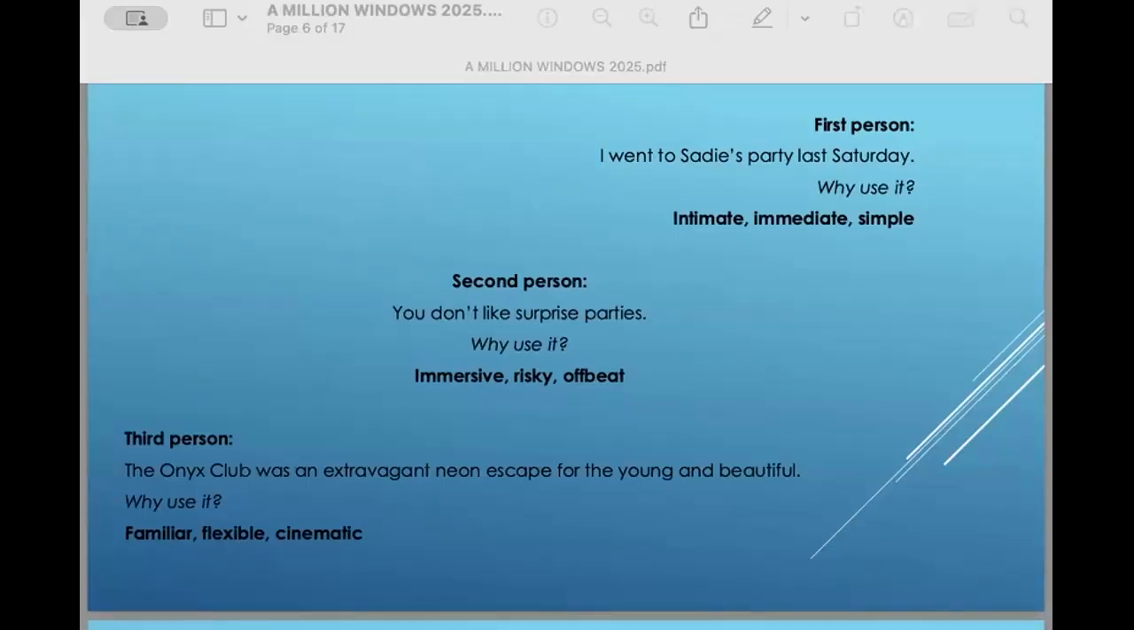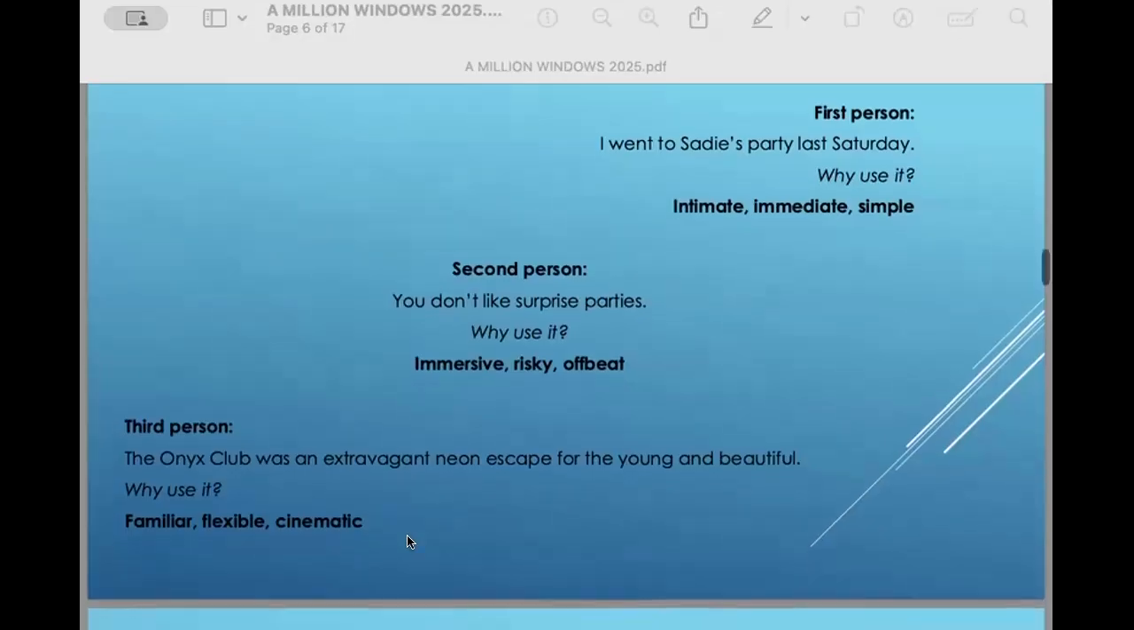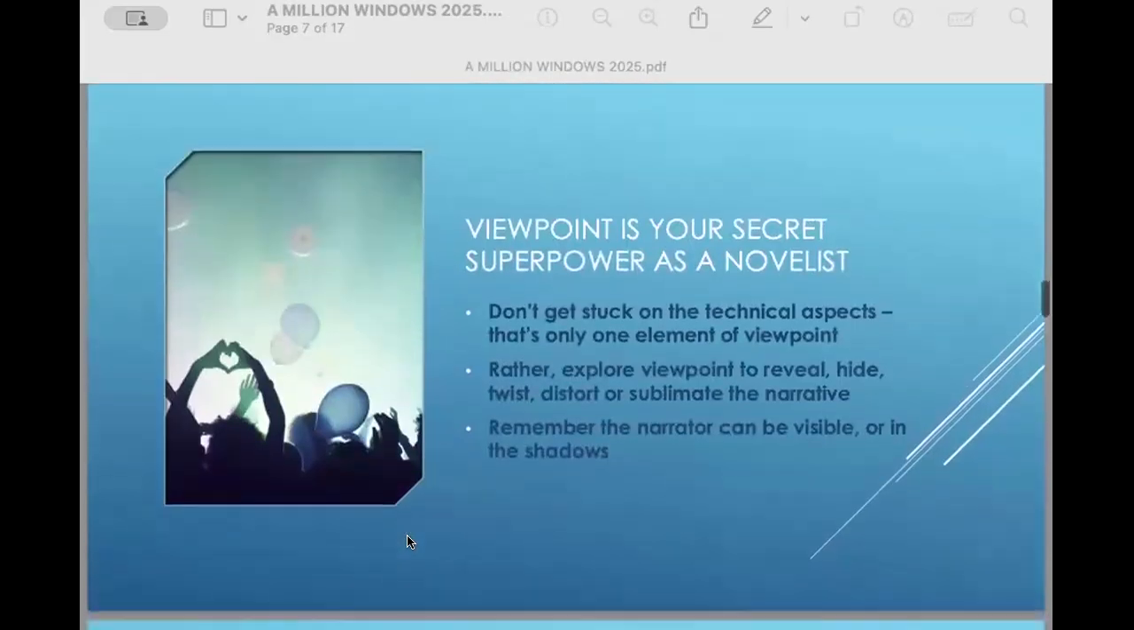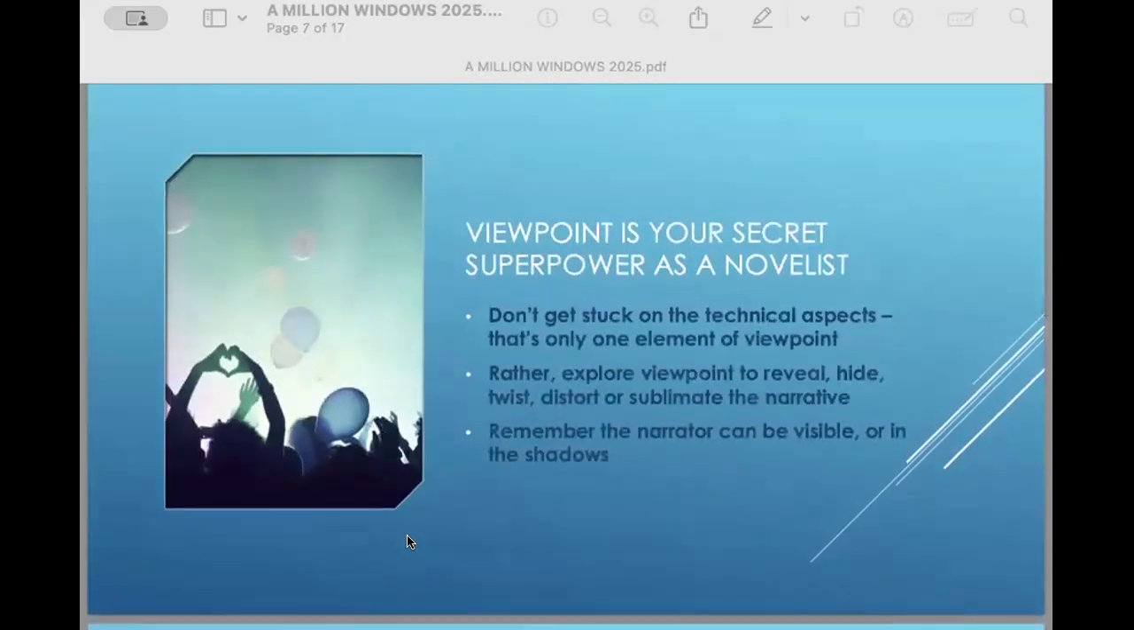So I just wanted to gloss over those 3 things. I'm sure all of you are familiar with them. But what I really want to impress upon you for the next slide is if you do a little bit of homework and if you start to understand the techniques of viewpoint, it really can be your superpower as a novelist.